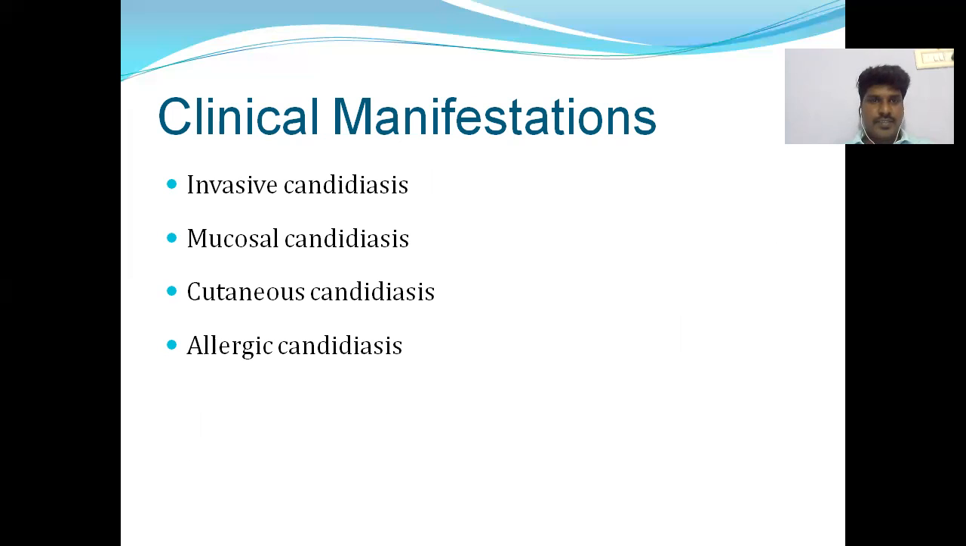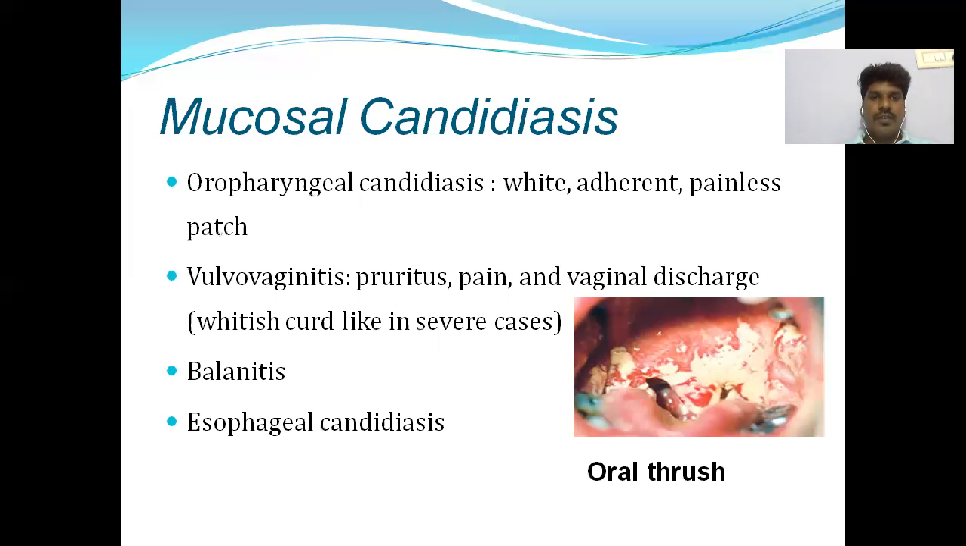Invasive candidiasis, mucosal candidiasis, cutaneous candidiasis, and allergic candidiasis. We'll discuss one by one. First one is the mucosal candidiasis. In oropharyngeal candidiasis, the patient will get white, adherent, painless patches. In vulvovaginitis, the patient may get pruritus, pain, and vaginal discharge. The discharge will be a white curd-like discharge in chronic cases.